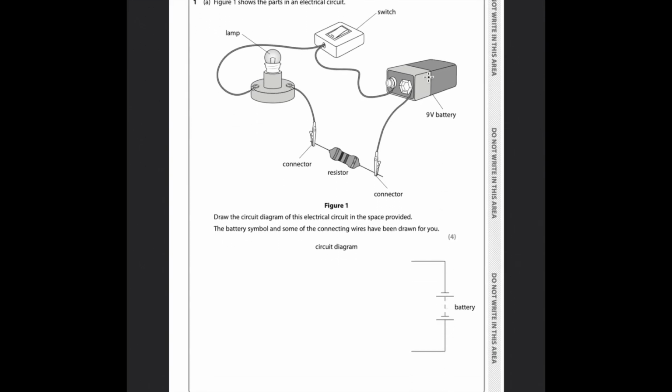Right, so the battery's over there and it comes out and goes into a switch. I've drawn an open switch. Then it comes out and goes into a lamp. Or you could draw your lamp like that. Then it comes out and goes into a resistor, and then it just goes back to the battery. So there you are for 4 marks.